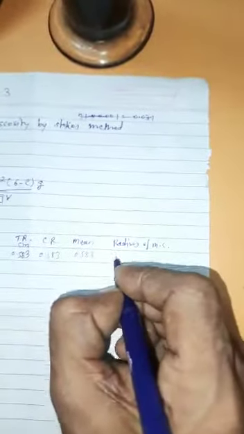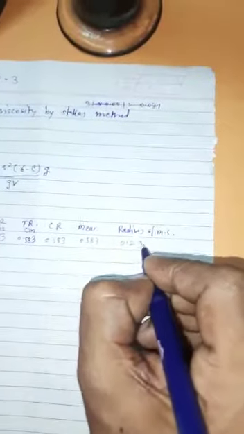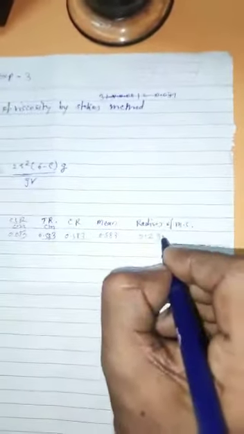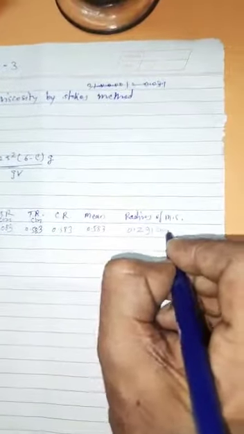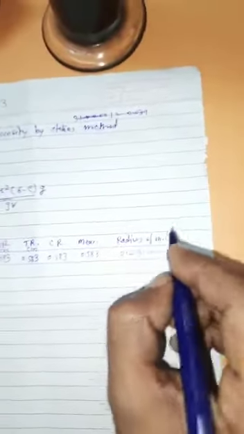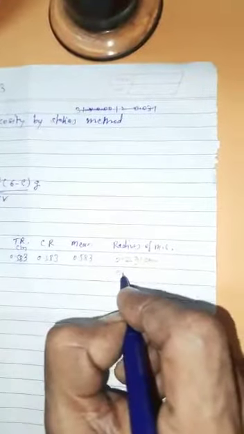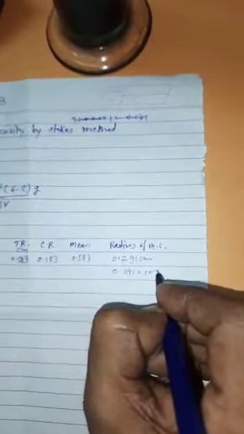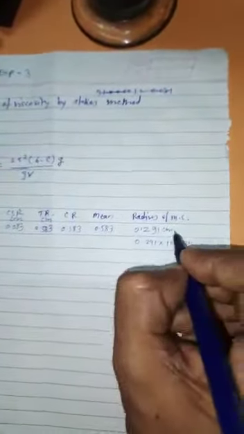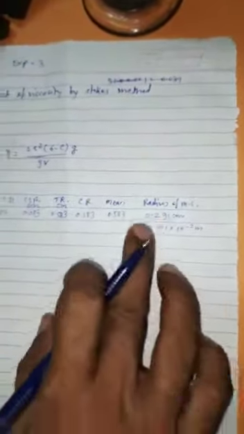The radius we get by dividing by 2, so 0.291 centimeter. We have to convert this reading into meter, so it is 0.291 into 10 to the power minus 2 meter. Keep in mind this is the radius of the spherical ball. I take only one reading using this spherical ball.